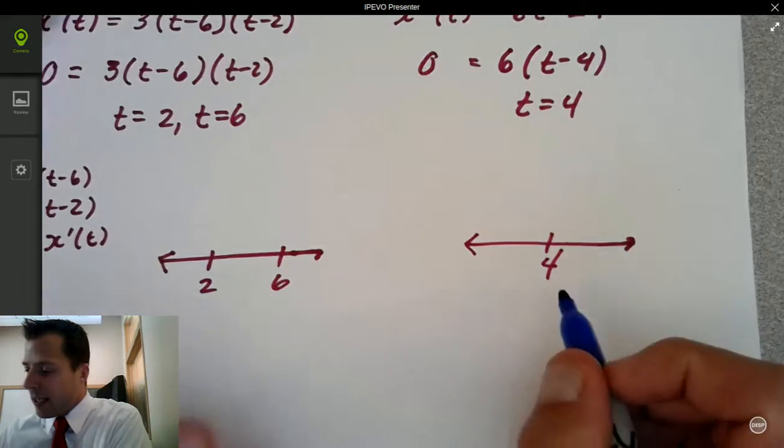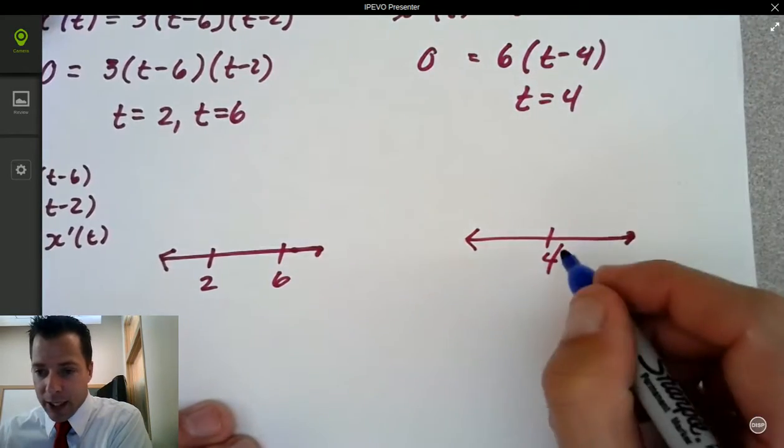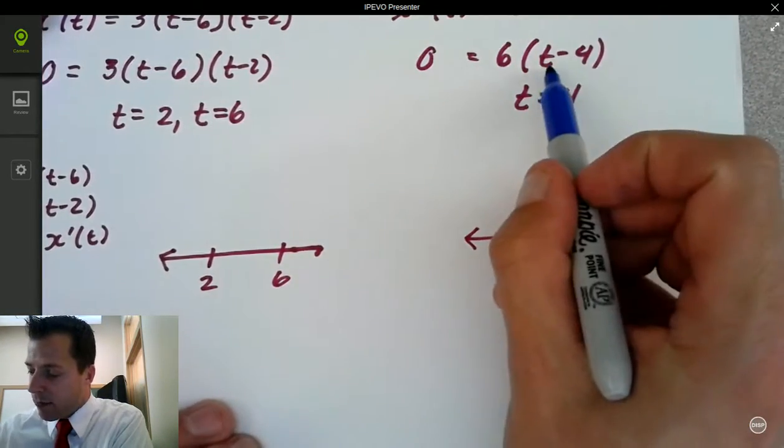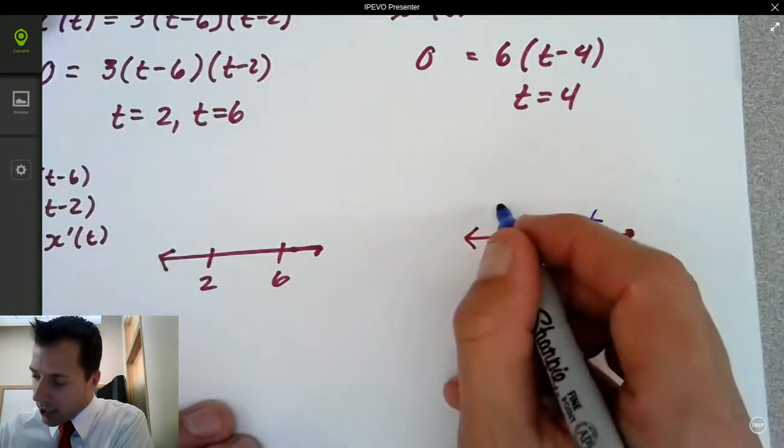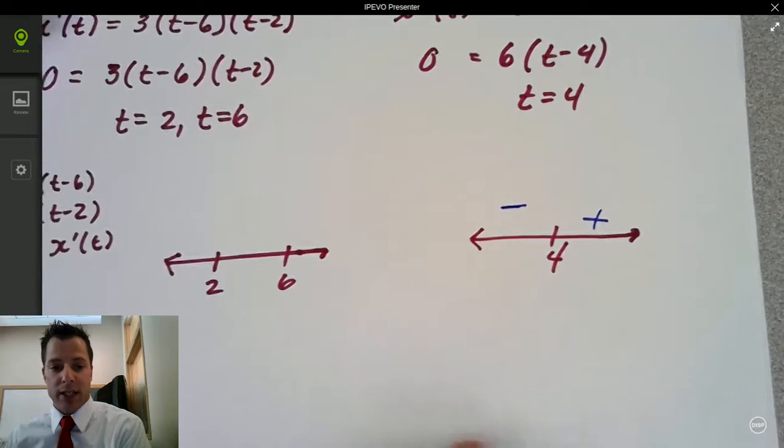If I look at any number greater than 4, you're going to have a positive result, because a positive times a positive. Anything less than 4 is going to give me a negative quantity. It's going to give me a negative. So that one's pretty easy.